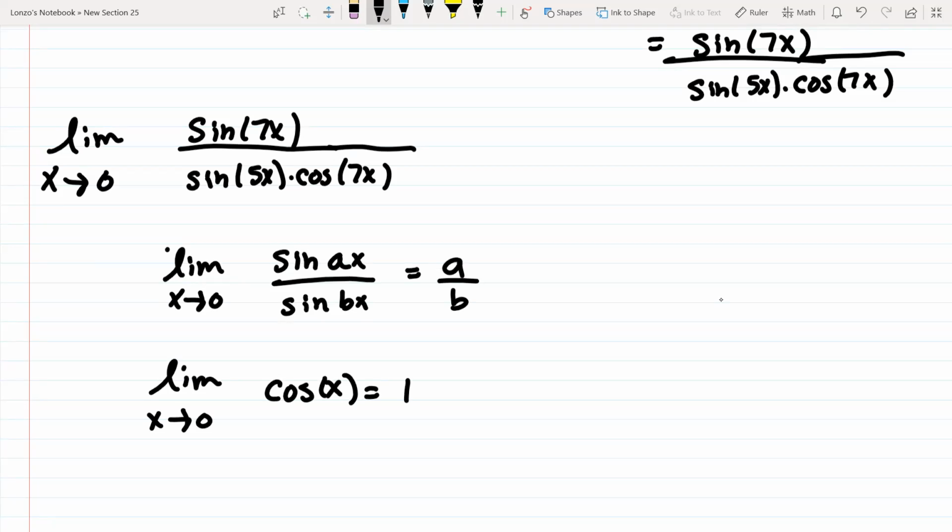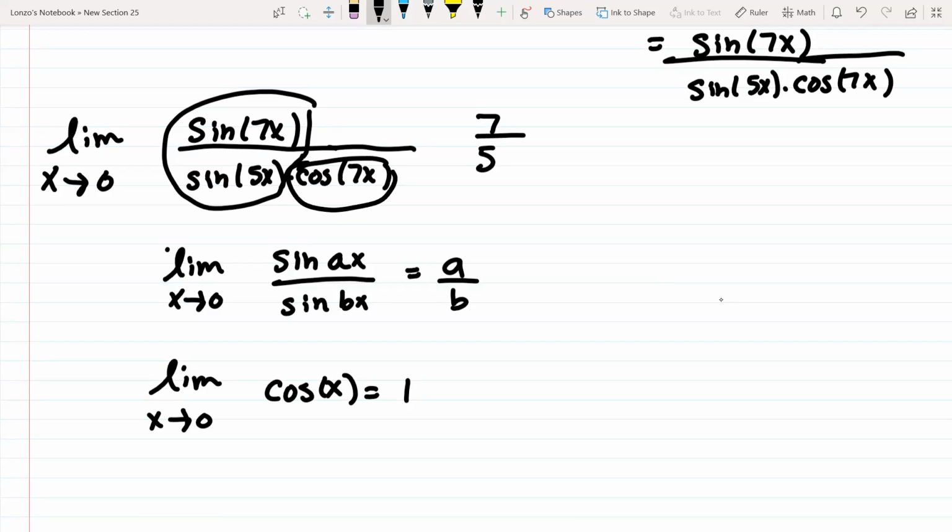Okay, so if you simplify these two, sine of 7x over sine of 5x is equal to just using the coefficients. So that's like saying 7 over 5, right? And then cosine of 7x is going to use this rule, so that gives you just 1. So that's like saying 7 over 5, which is 7/5.